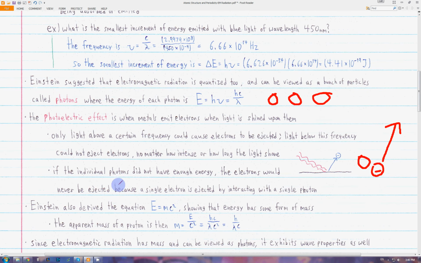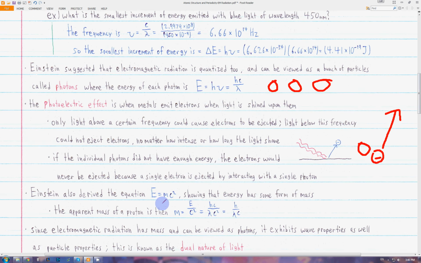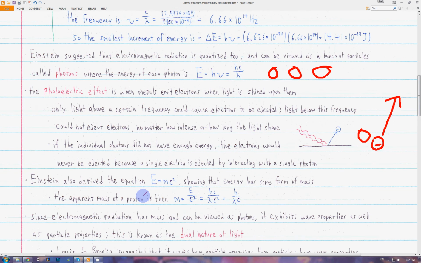So Einstein also derived the famous equation E equals mc squared. So this shows that energy has some form of mass. It's not the regular mass that we think of. And so we can calculate the apparent mass of a photon by rearranging this equation to get the mass is equal to E over c squared.